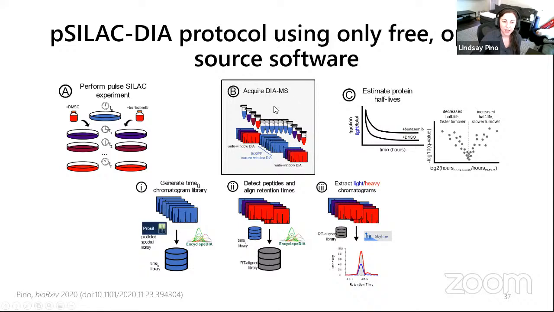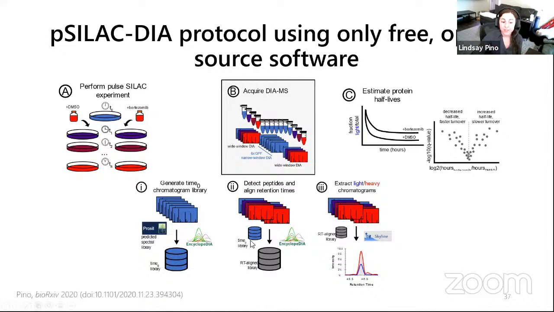Just to give a little bit more detail on this acquired DIA MS data, what we thought to do is, for this chromatogram library, because we're doing pulseSILAC, we're really only interested in the longitudinal changes in abundance after time 0. So we can generate a time 0 chromatogram library. And just like Brian had talked about, I like to use Prosit to predict my spectral library. And then I use DIA analysis and gas phase fractionated DIA analysis using EncyclopeDIA. And now I've built this time 0 library.